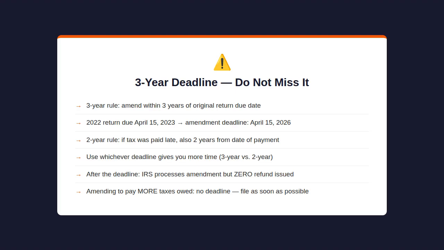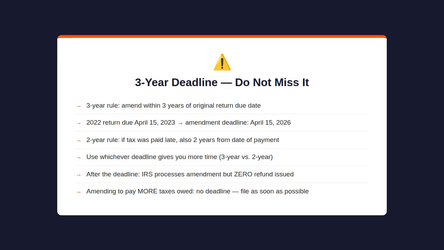Now here's the most important rule with amendments: the deadline. The IRS gives you 3 years from the original due date of the return, not the filing date, the due date, to file an amended return and claim a refund. So for the 2022 tax year return, which was originally due April 15, 2023, the 3-year deadline to amend and claim a refund would be April 15, 2026.